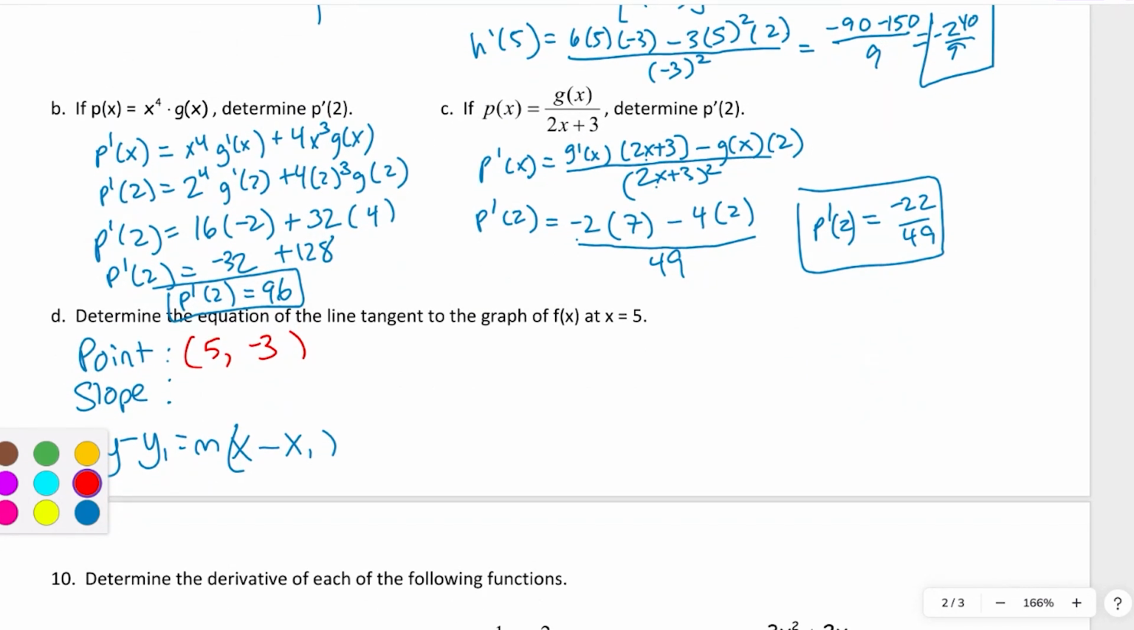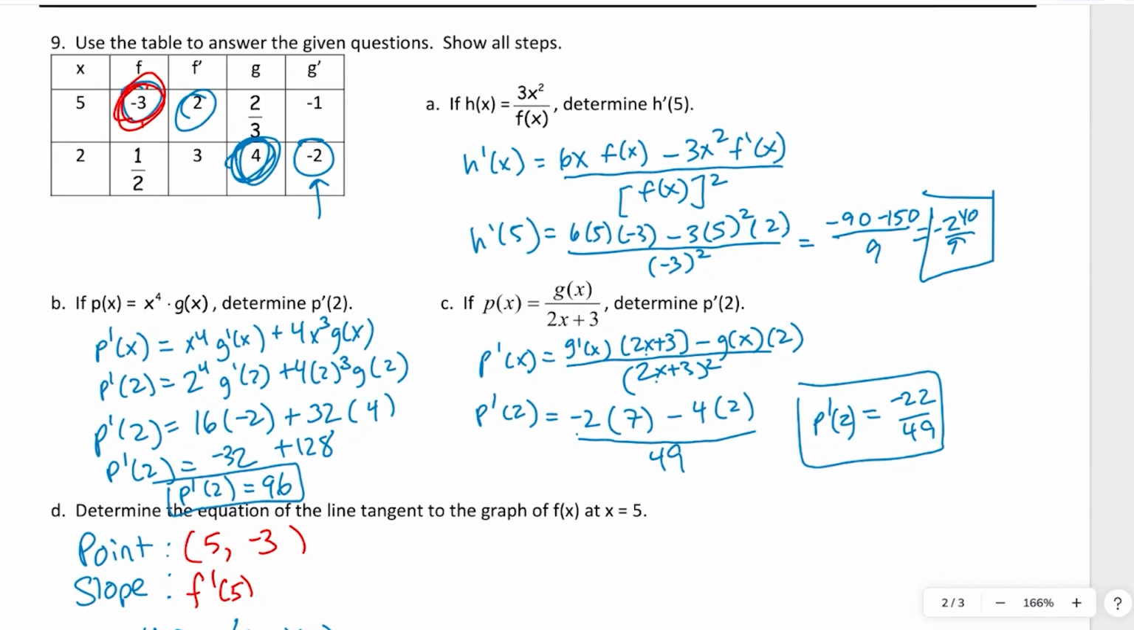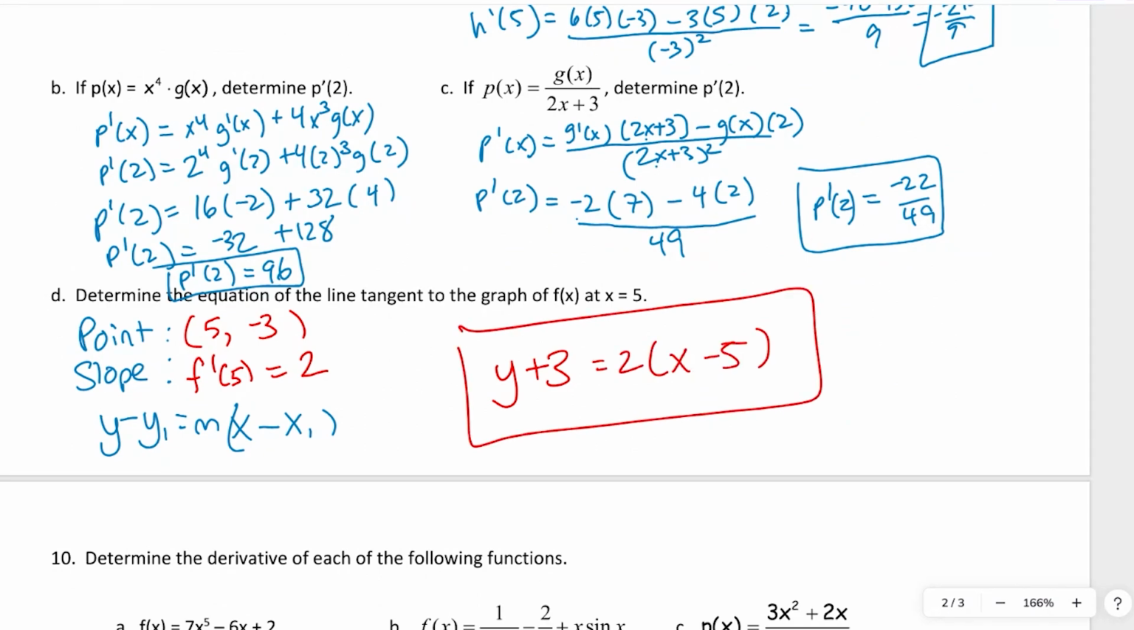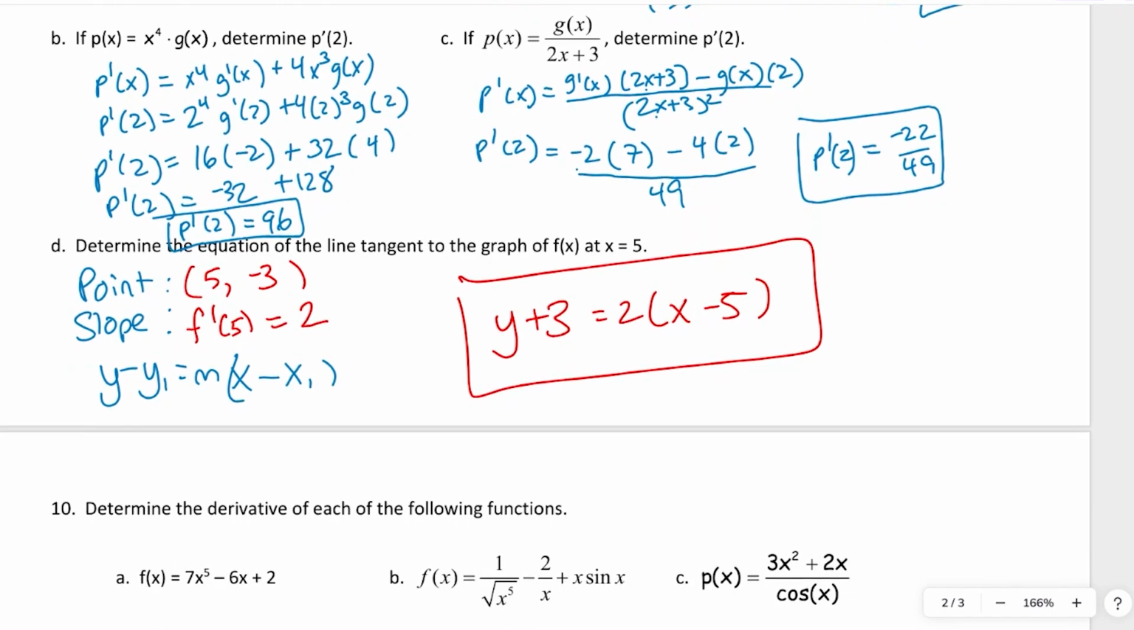The slope is going to be the derivative of f at 5. So I can find that in the graph, or in the table. And I see right here, it's 2. So my equation is going to be y plus 3 equals 2 times x minus 5. All right, we just have one more page left.